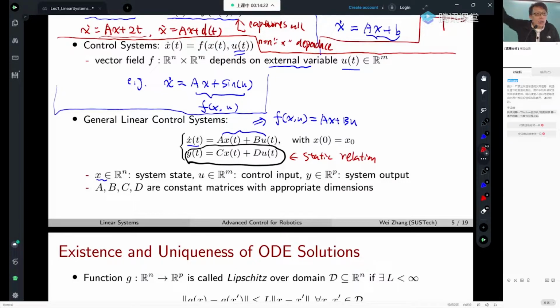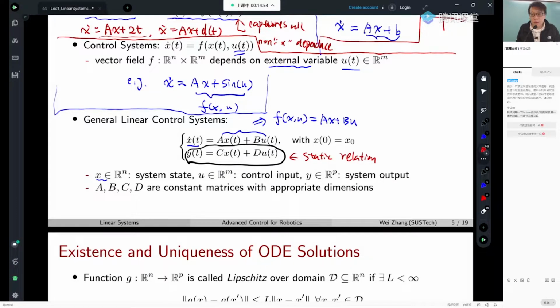So the order of the differential equation is determined by the dimension of the state vector x. It doesn't matter how big y is. How hard it is to solve the system depends on the dimension of x, because that's the only thing involving derivatives. Okay. I think this is my quickest path to general linear control systems. It's essentially a non-autonomous dynamical system.